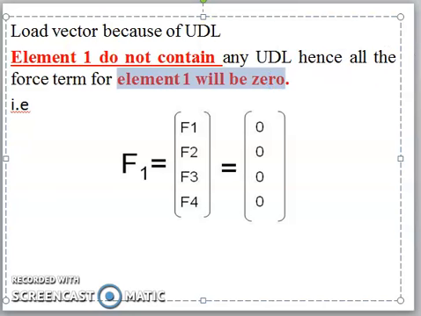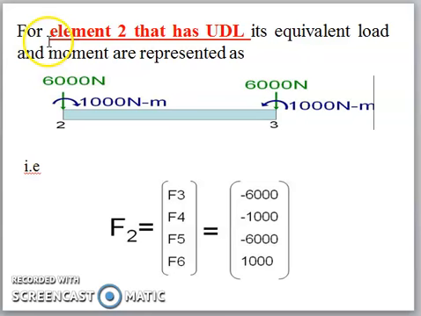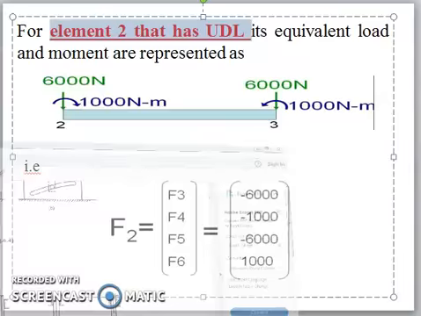Now element 2, what is given? Element 2 is given as UDL. Sorry, UDL load is given. Again, to calculate the UDL we have a formula. Element 2 has UDL, so the equivalent load and moment are represented as in the previous class, where I gave the value of UDL.